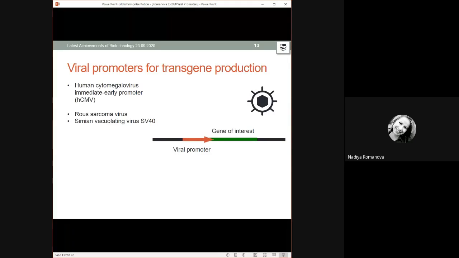The viruses, on the other side, have evolved naturally as very powerful units, actually transducing.